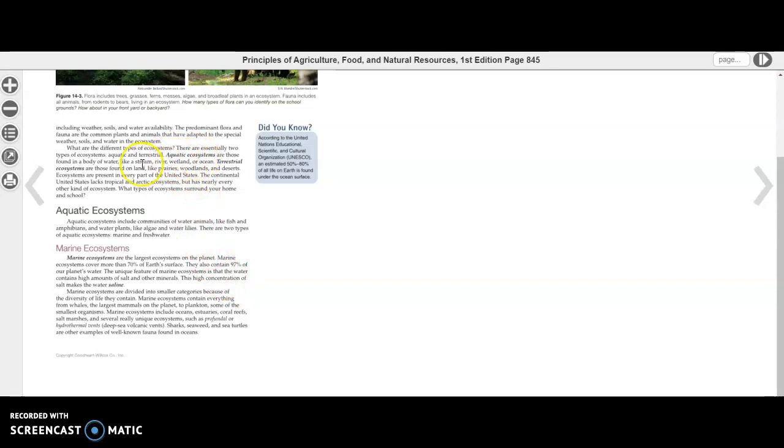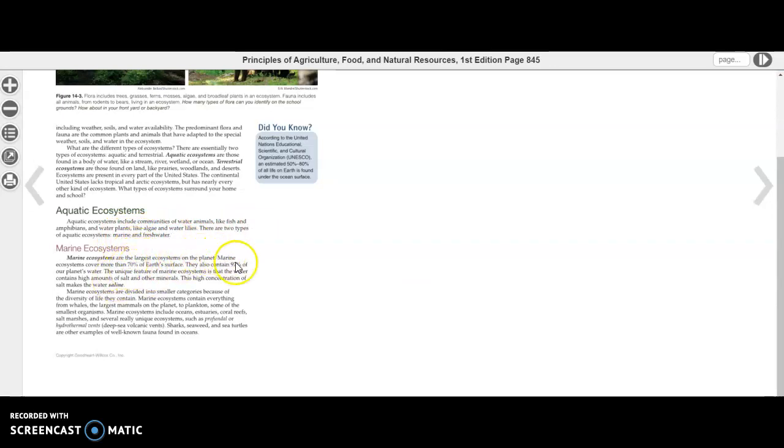Aquatic ecosystems are those found in water: bodies of water, streams, rivers, wetlands, and oceans, whereas terrestrial is land ecosystems, so prairies, woodlands, and deserts. Aquatic ecosystems include communities of water animals like fish and amphibians, and water plants like algae and water lilies. There are two types of aquatic ecosystems: marine and freshwater.